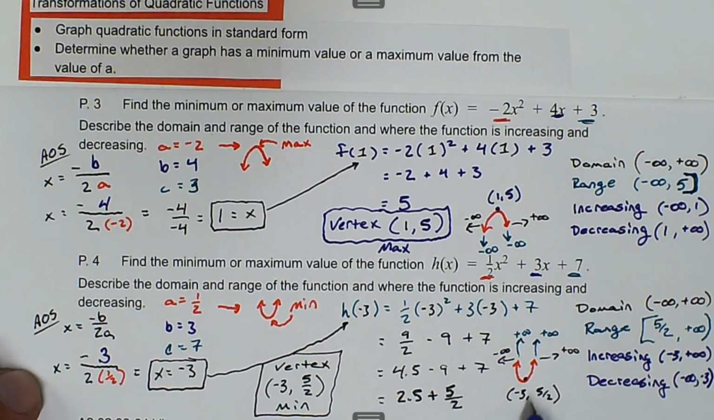Now, -3 is not included because the slope at the bottom of the vertex is 0. So that's why -3 is not included in either increasing nor decreasing. And we can never count all the way to infinity, so that will not be included.